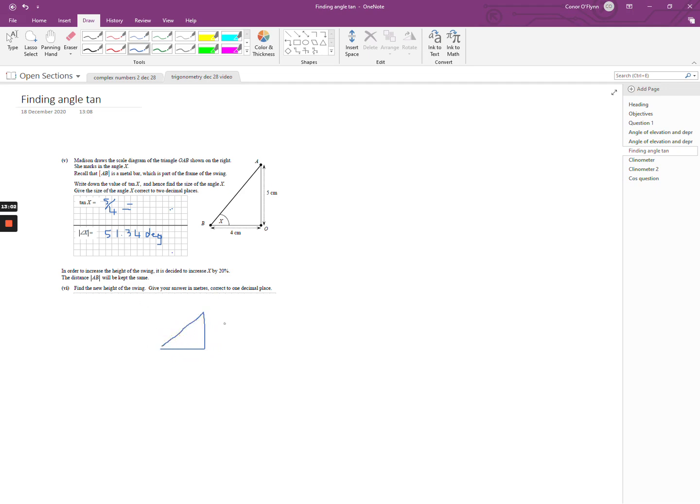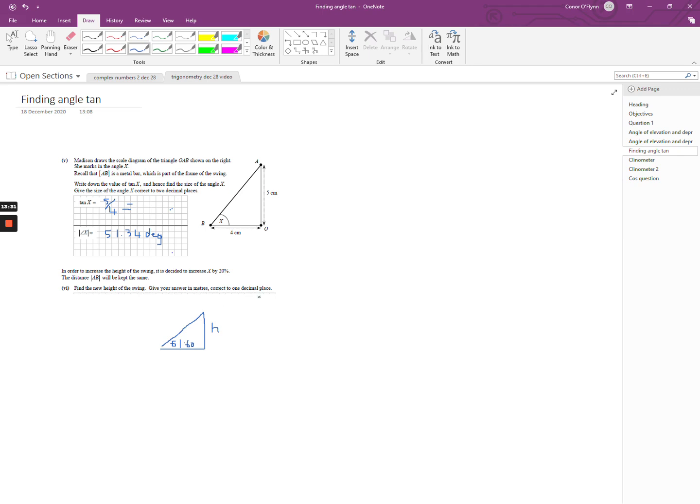So they wanted to find the height of the swing, so we call that h. Okay, so 51.34. Make that 20% bigger. So get 20% of it and add it on, or just multiply by 1.2. So it'll be 61.6, and the distance AB is staying the same.